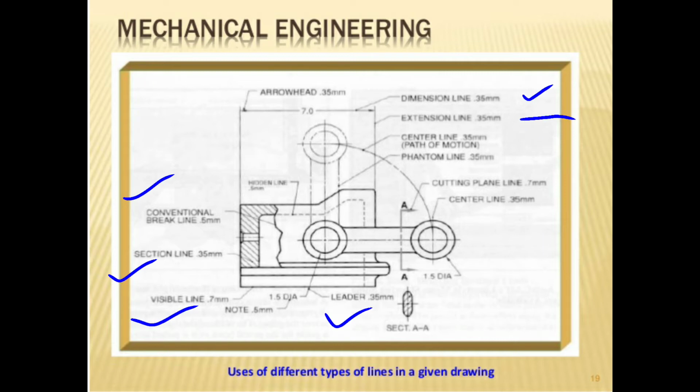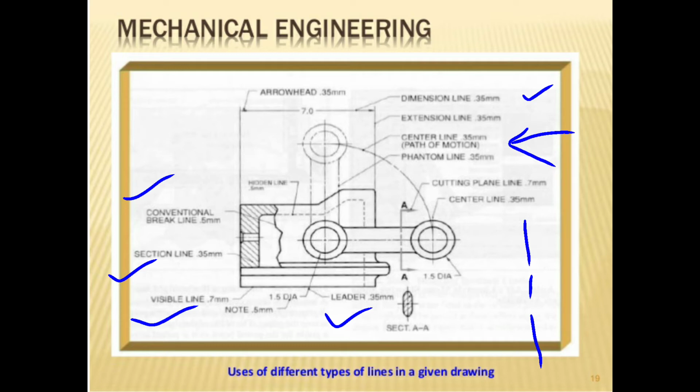Next is the center line. The center line is used to show the center of the object, which is also sometimes called an axis line. It is marked with long, short, long. This is the line pattern we draw for the center line.